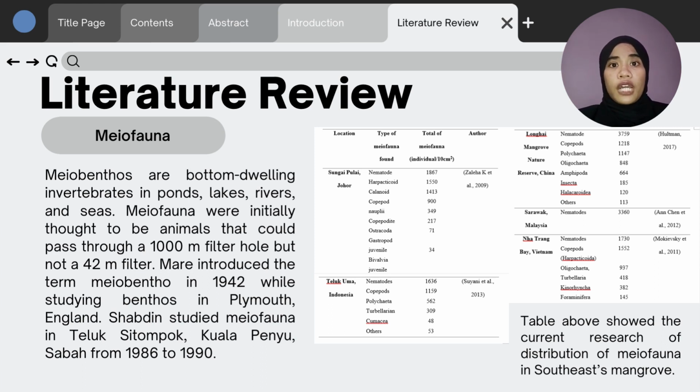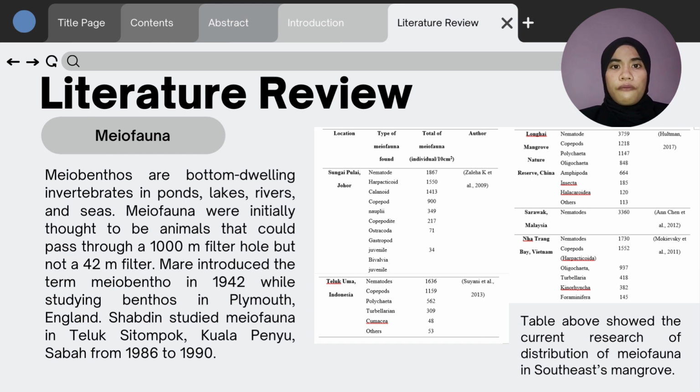So, what is meiofauna? Meiofauna, or meiobenthos, are bottom-dwelling invertebrates. Meiofauna were thought to fit through a 1000 micrometer filter but not a 42 micrometer filter. Murray, a scientist, coined the term meiobenthos in England in 1942. She studied meiofauna in Teluk Setompok, Kuala Penyu in Sabah from 1986 to 1990.